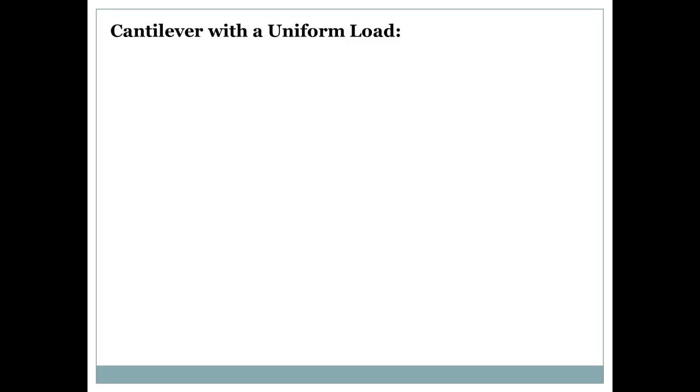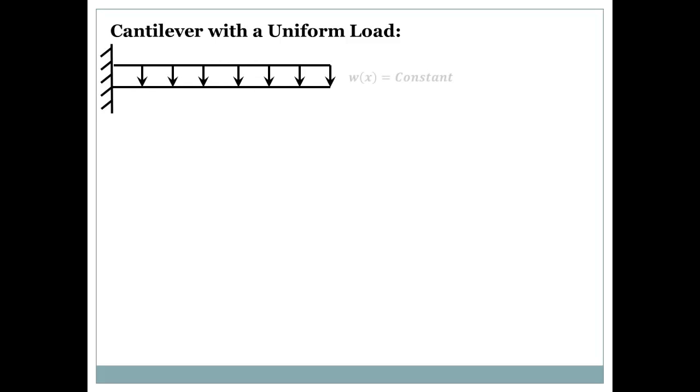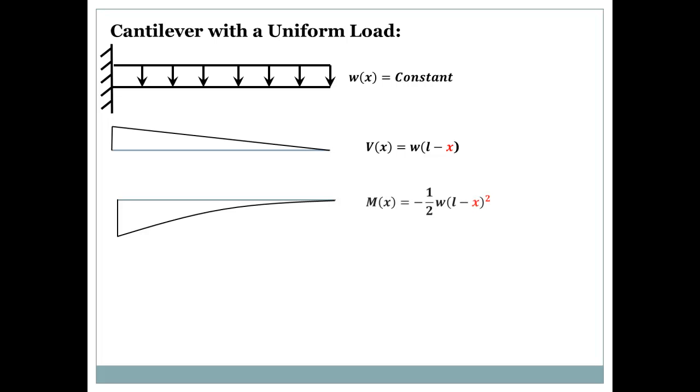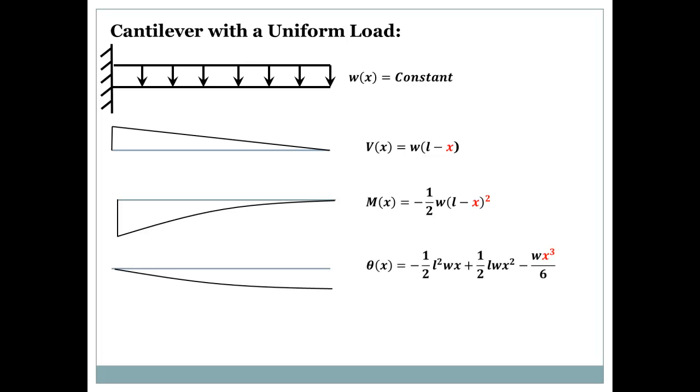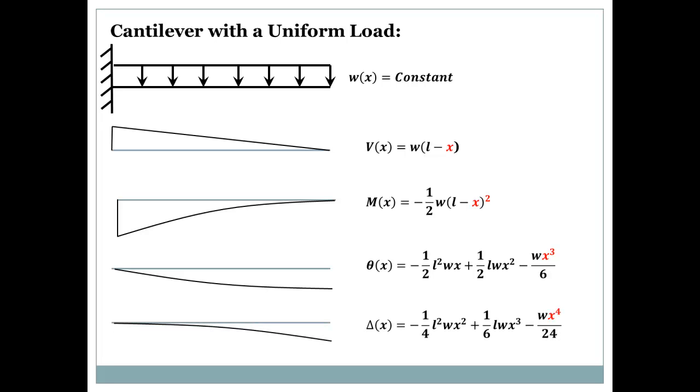Now, what about a cantilever with a uniform load? Again, we start with a load which is a constant. Now we will have a negative x, so negative slope. Then we will have the moment equation with x squared, the rotation equation with x cubed, and the deflection equation with x to the 4.